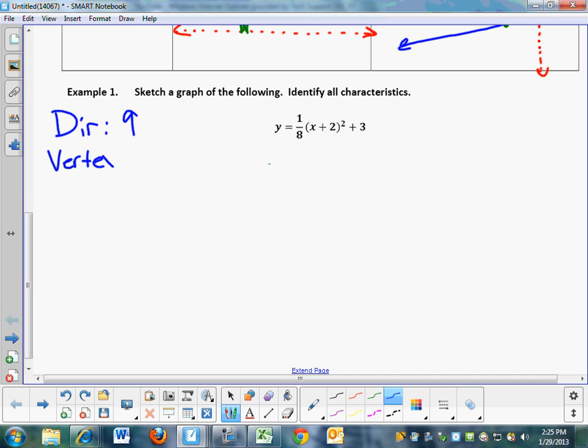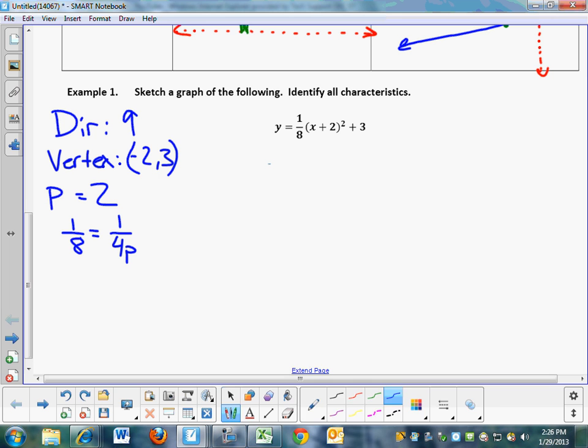Vertex: -2, 3. I start with that and then I find P. Let's just find P right now, okay? In order to find P, I take A. What is your A value? 1 over 8, and you set it equal to 1 over 4P. Any idea what P is? Two! If you can't see that, cross multiply and solve. P is 2.